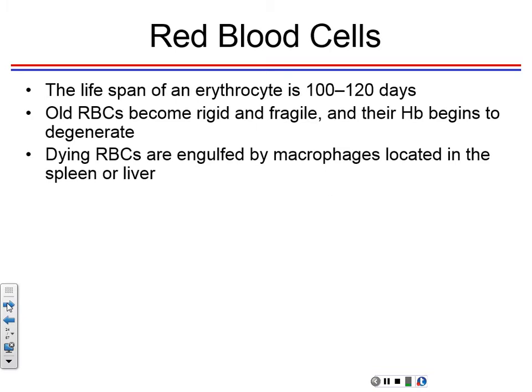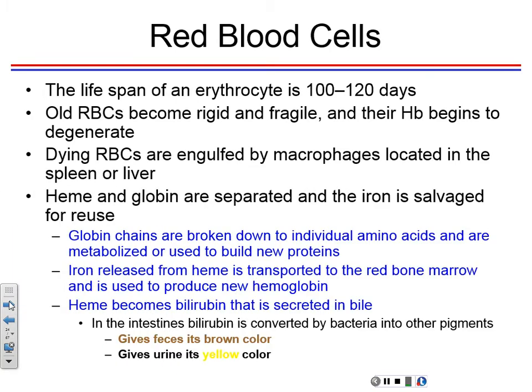So dying red blood cells get engulfed by macrophages in the spleen and the liver, and they're broken down, all right? And then the globin part, which is the protein component, is turned into amino acids, which can be used again, all right? And then the heme part of hemoglobin is broken down into the iron and the bilirubin. So that's the whole life cycle of red blood cells.